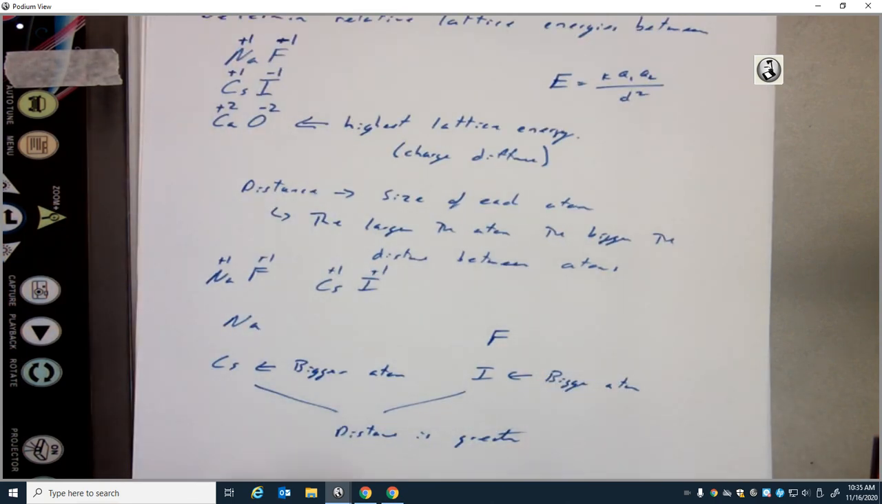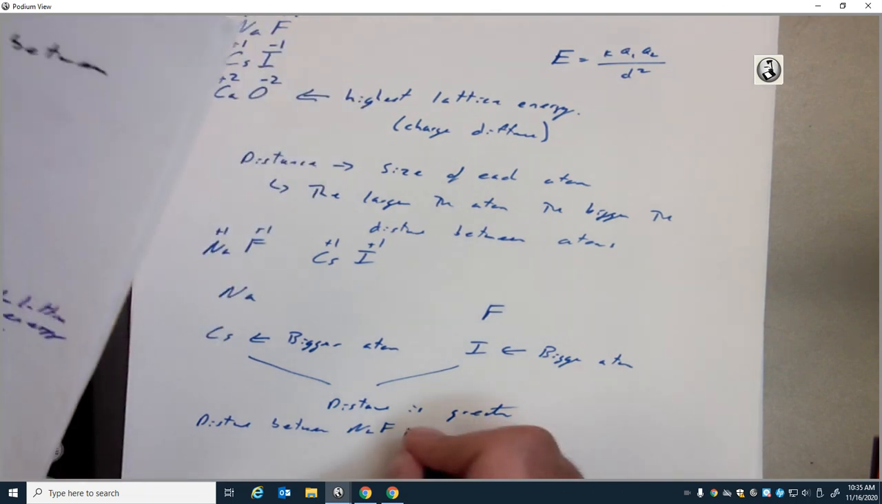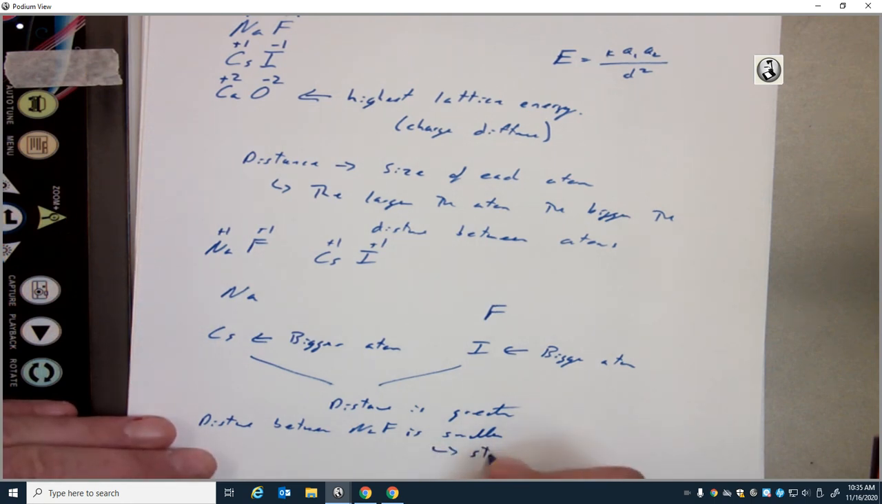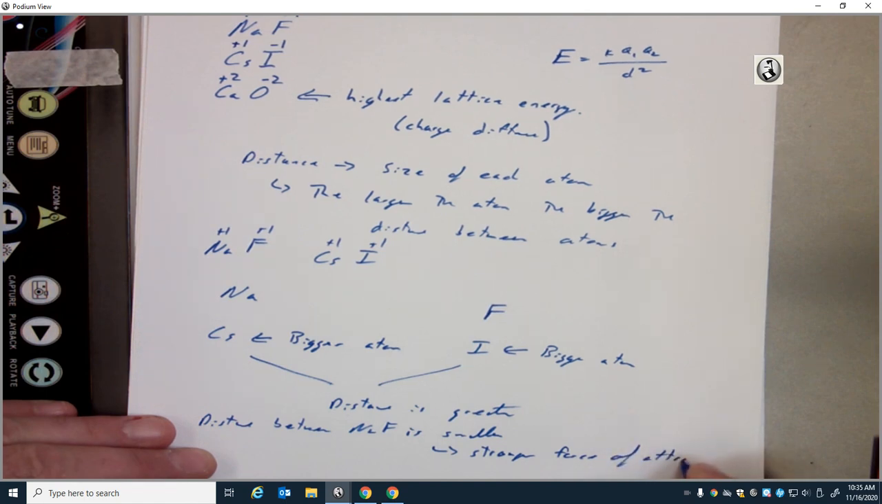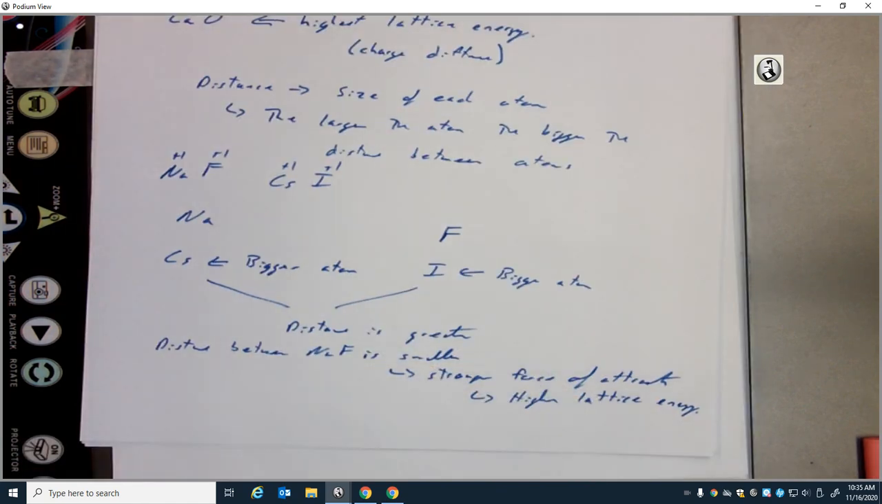So that means the distance between NaF is smaller, which gives us a stronger force of attraction, which gives us a higher lattice energy.